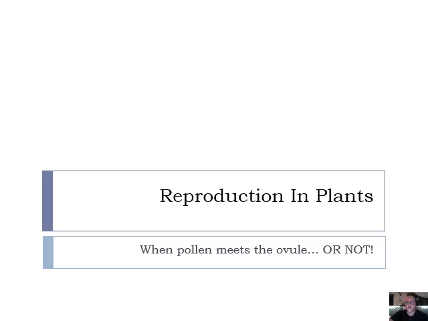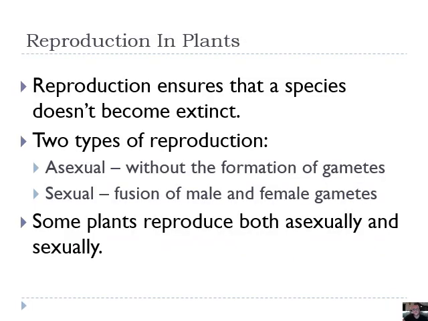All right, at the bottom it says "when pollen meets the ovule or not." We're going to be talking about sexual and asexual reproduction, their advantages and disadvantages, and why plants go through the process of reproduction itself. Reproduction ensures that a species doesn't become extinct. Without having kids, you run the risk that you will not be able to continue as a species. That is a big problem with human beings nowadays, where more and more people are just not having kids.